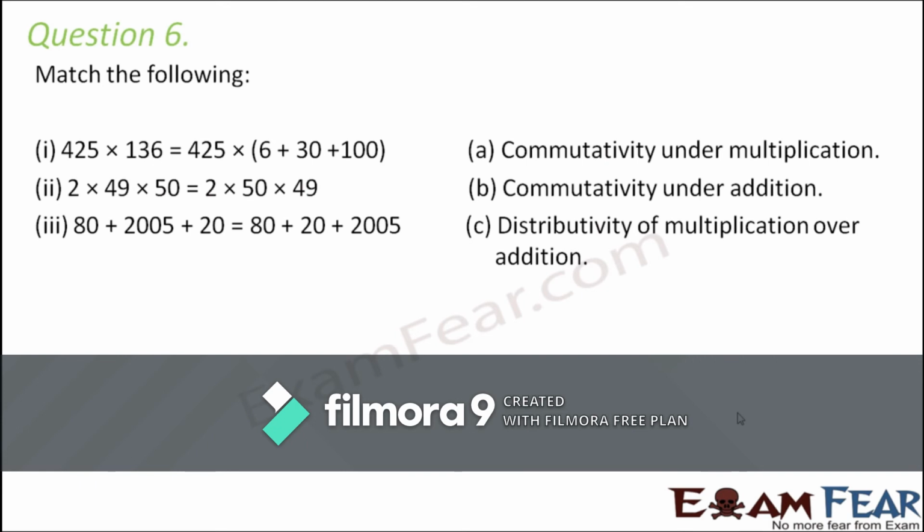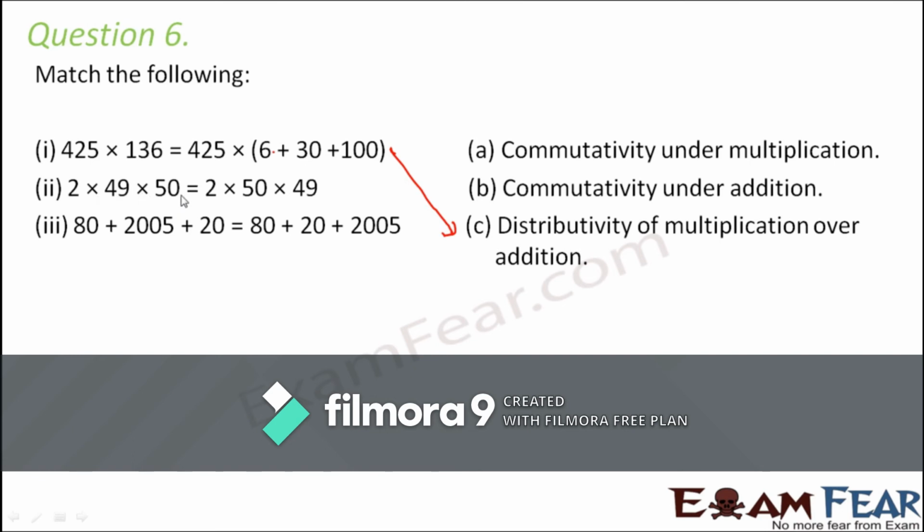Question number 6. Match the following. First one, 425 into 136 is equal to 425 into 6 plus 30 plus 100. Which law is this? So this is definitely distributive law, because in distributive law we distribute the number, right? So we have broken it into 3 parts. So this can be written as 425 into 6 plus 425 into 30 plus 425 into 100.